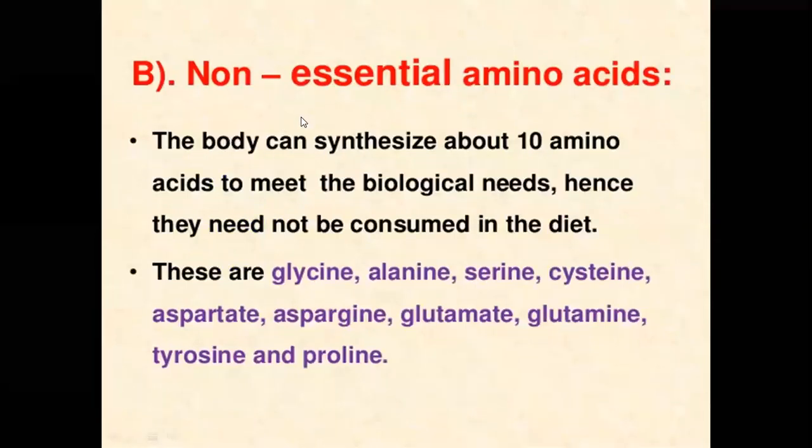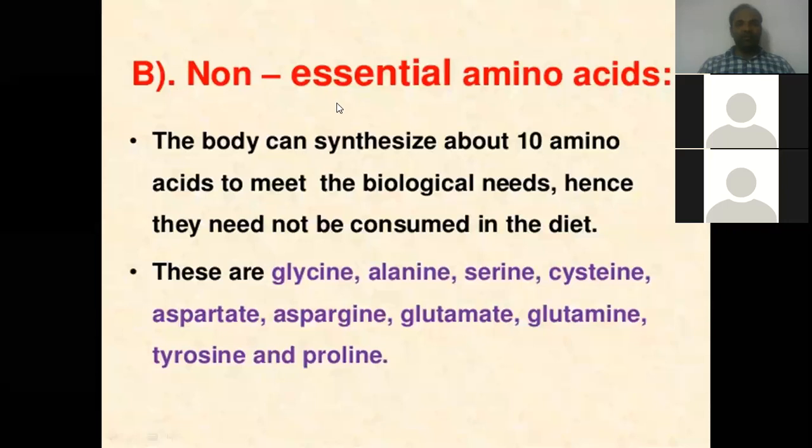Now come to the non-essential amino acids. अभी हम non-essential amino acids के बारे में डिस्कस करेंगे, ठीक है। Here we are going to discuss the non-essential amino acids. The body can synthesize about 10 amino acids to meet the biological needs. Hence, they need not be consumed in the diet.